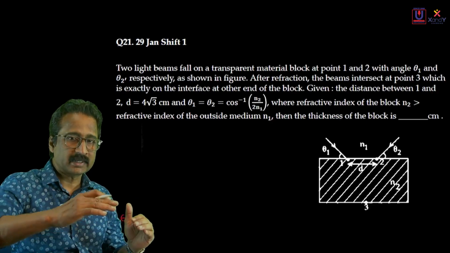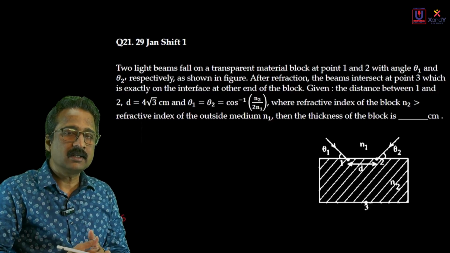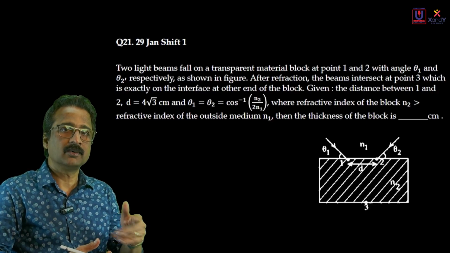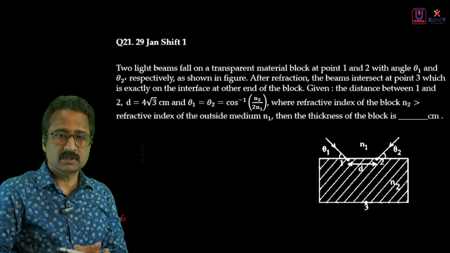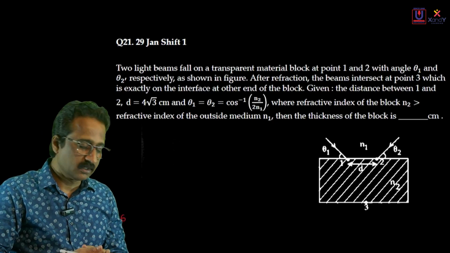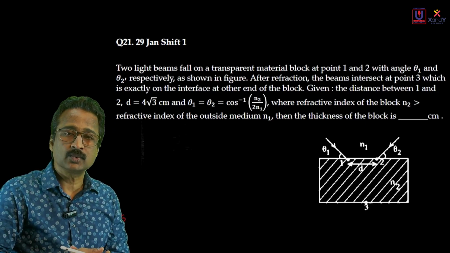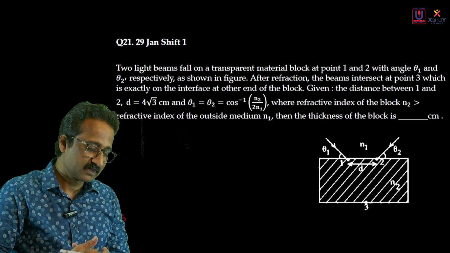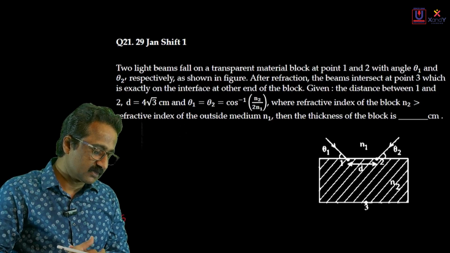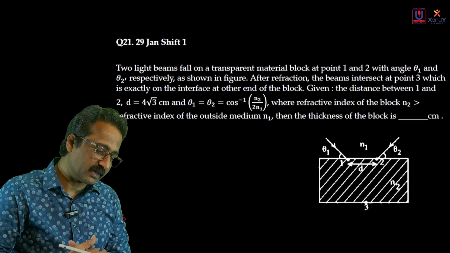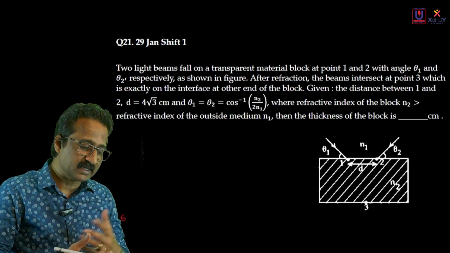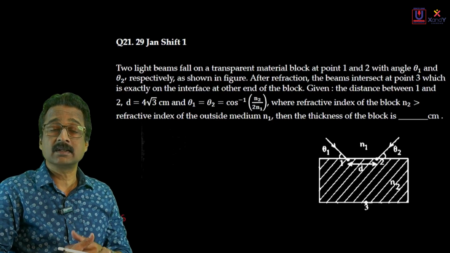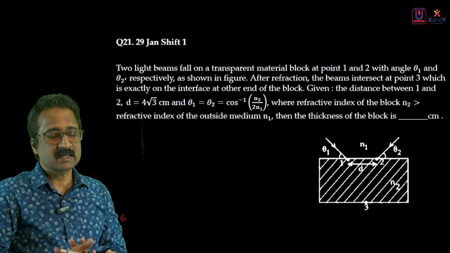Even though they show two angles here, you are free to assume that they are equal. Theta 1 or theta 2, both are equal to some theta. Okay, that's an unknown angle, but still a hint is given. Theta 1 or theta 2, they are equal to cos inverse of n2 by 2n1. That's another hint. Now here, you are required to find the refractive index, where the refractive index of the block n2 is greater than the refractive index of the outside medium. Then you are required to find the thickness of the slab. So how thick is the slab?